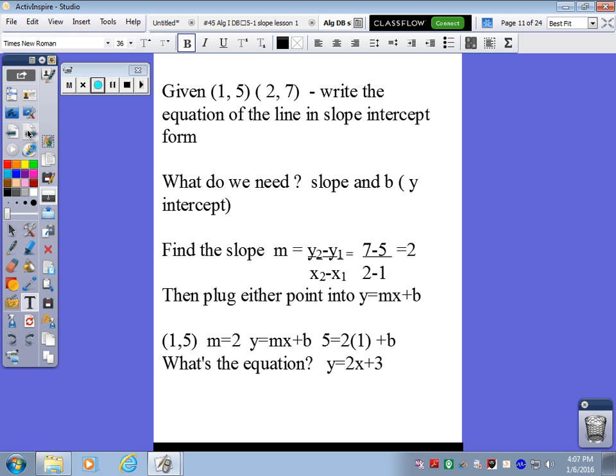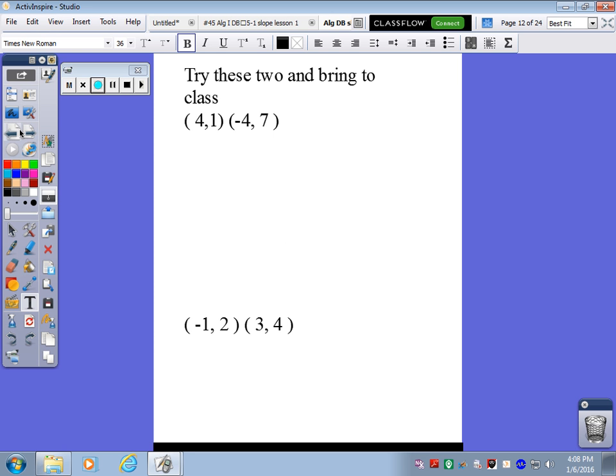So I chose (1, 5), using that as my x and my y, and m is equal to 2. So 5 equals 2 times 1 plus b. And when you do the math there, you find out that b is equal to 3. So try these two and bring it to class.